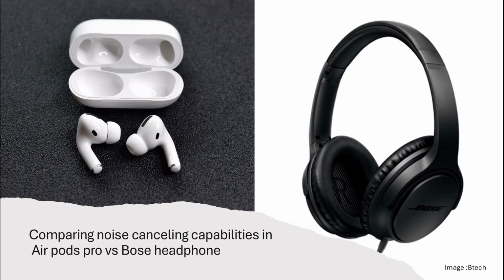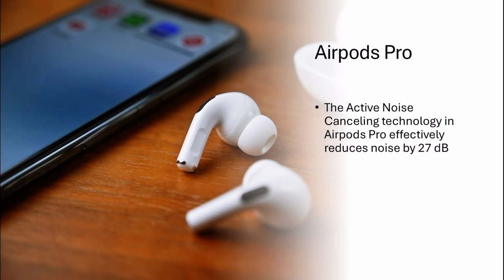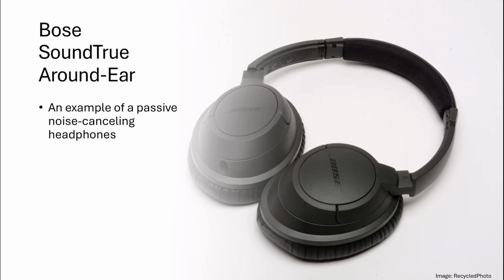So with everything in mind, let's compare noise-cancelling capabilities in AirPods Pro versus the Bose headphones. AirPods Pro uses active noise cancelling, and the active noise cancelling reduces noise by 27 decibels. In contrast to the AirPods Pro, Bose SoundTrue around-ear headphones use passive noise cancelling, so there is no electronic technology producing opposing sound waves. This model is able to block out noise due to the materials used and its ability to insulate the ears.